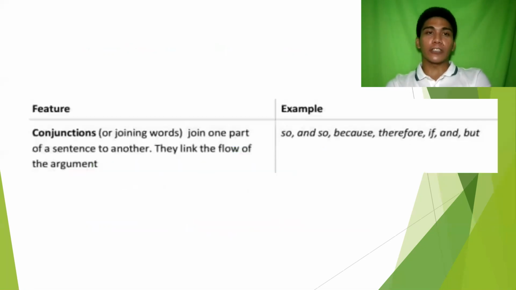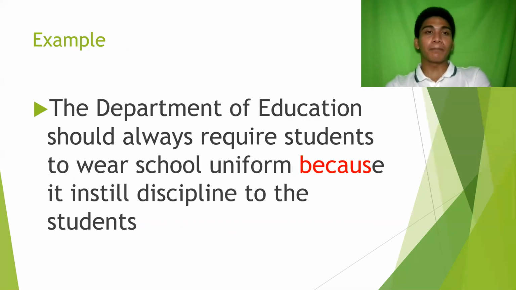So these are the language features. For example, we have conjunctions. Conjunctions are words that connect sentences or connect words. Conjunctions, or joining words, join one part of a sentence to another. They link the flow of an argument. When you give a reason, there is a main part and then the reason. For example, I have here an example.